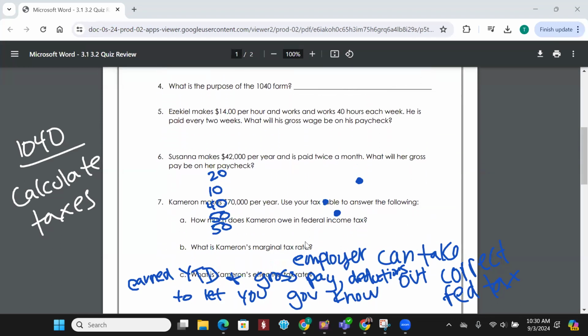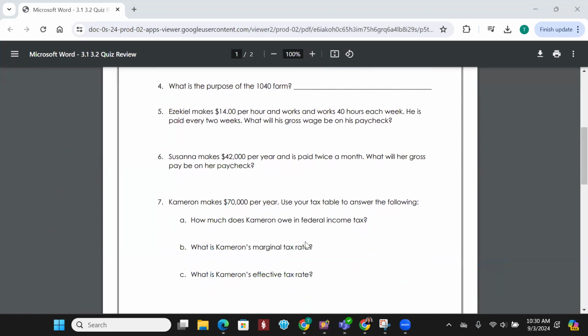All right. So Ezekiel makes $14 per hour and works 40 hours each week. He is paid every 2 weeks. What will his gross pay be? So $14, 40 hours, and he's paid every 2 weeks. So he works 2 weeks, right? All right, so you're going to take 14 times 40 times 2.